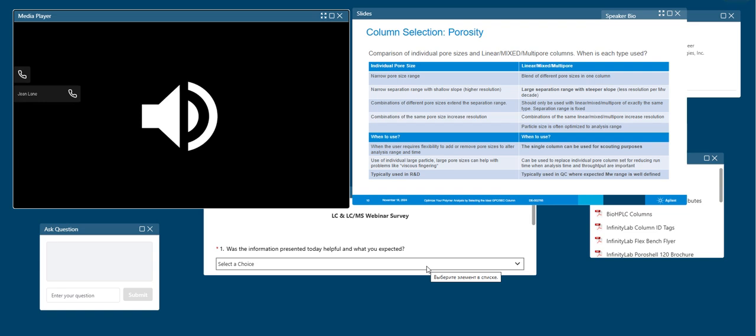For the linear and mixed columns, these can be great first-use columns to screen your sample. A single column can be used for this scouting purpose. These columns can also be used when looking to replace an individual pore set for reducing runtime when analysis time and throughput are important, and without sacrificing resolution. The linear mixed columns are often used for routine analysis, like in a QC setting, where molecular weight ranges for the samples are well defined.